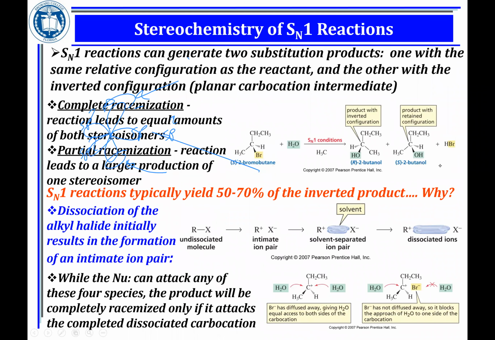There's another problem with this, and that is that we have the possibility for rearrangement as well. So these are the two disadvantages of the SN1 mechanism.